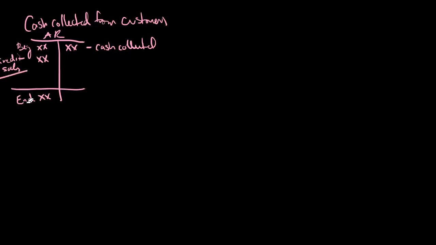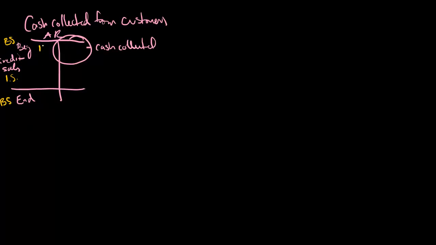So credit sales, the value we want to solve for is this cash collected. We find the beginning balance on the balance sheet, we find credit sales as our revenue on the income statement, and our ending balance is also going to be on the balance sheet. So we calculate for this, we fill in the missing value.